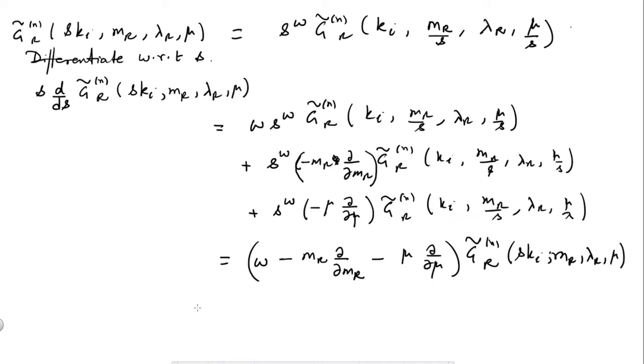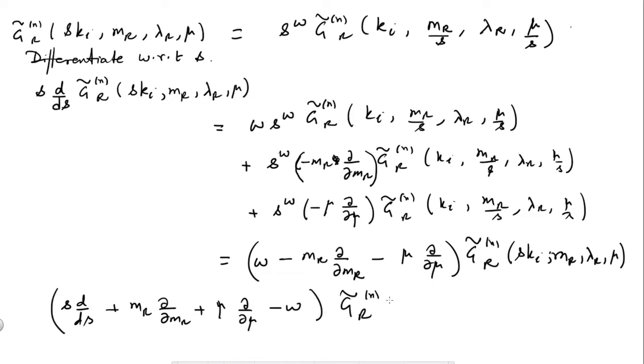Let me again rewrite this, bringing all the terms to the same side, and I will also write the renormalization group equation which we have written down earlier. So I'll put them all side by side so that we can work with them later. So you get s d over ds plus m r del over del m r plus mu del over del mu minus omega, acting on g tilde n r s k i m r lambda r mu, equal to zero.